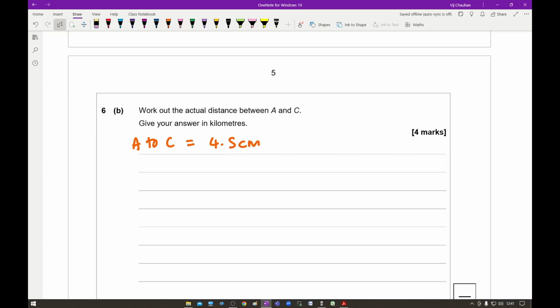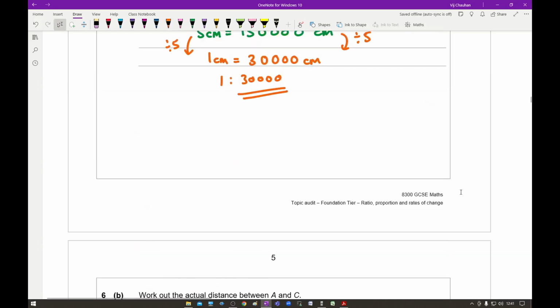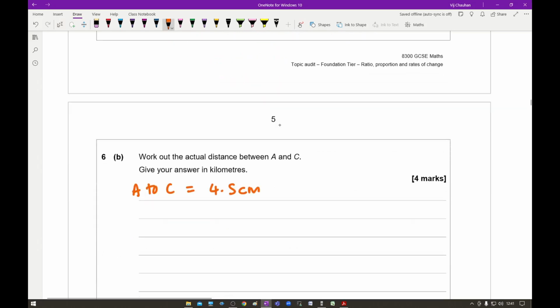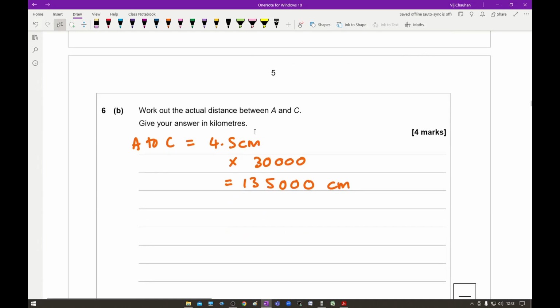I now need to use that scale to work out what it is. So for this, if I look at the scale, every centimetre is equal to 30,000 centimetres. So if I multiply this by 30,000, I get an answer of 135,000 centimetres. Now what's left for me to do is convert this into kilometres.